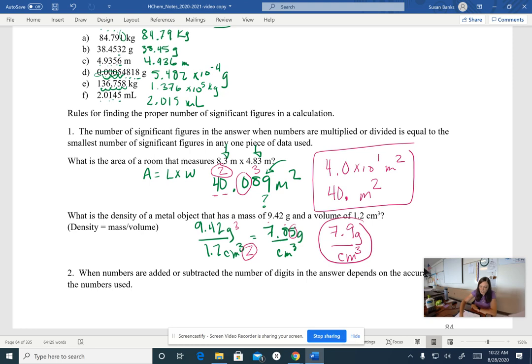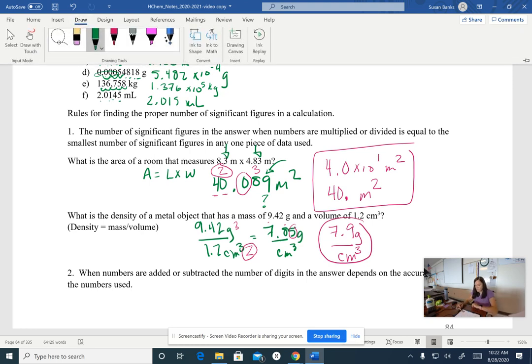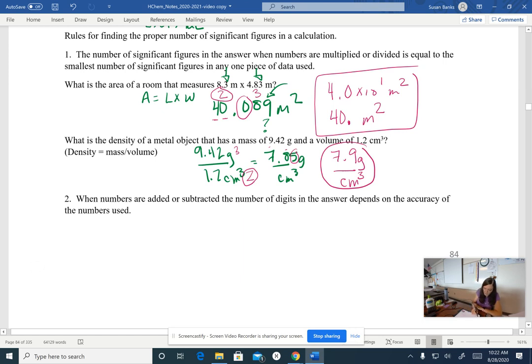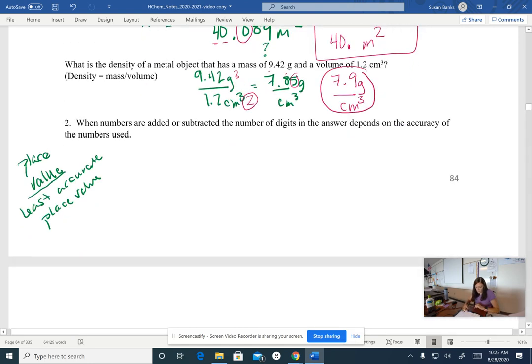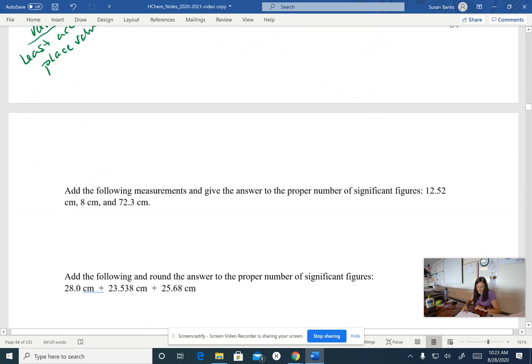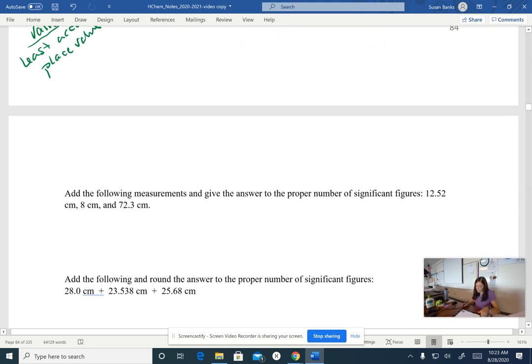Okay? Addition is a little bit different. With addition, we are always looking at place value. And we have to take the least accurate place value. That is where we are going to look when we add or subtract. So let's do our example here. Add the following measurements and give us the answer.